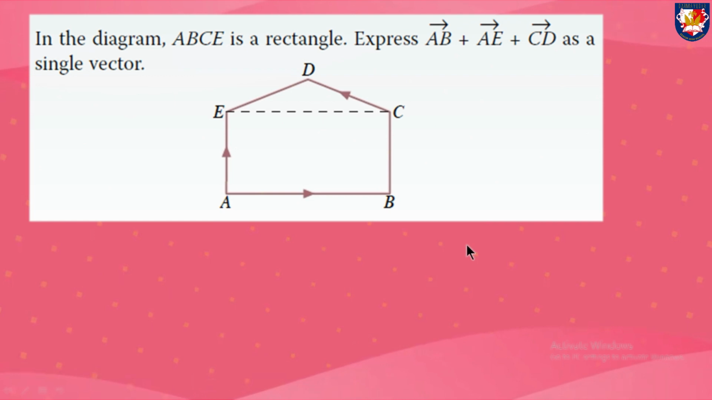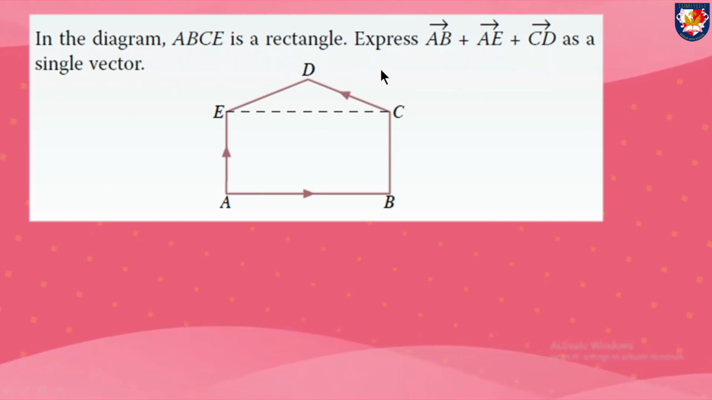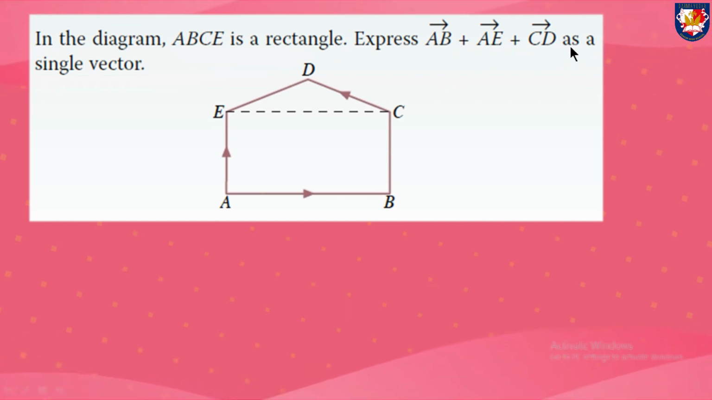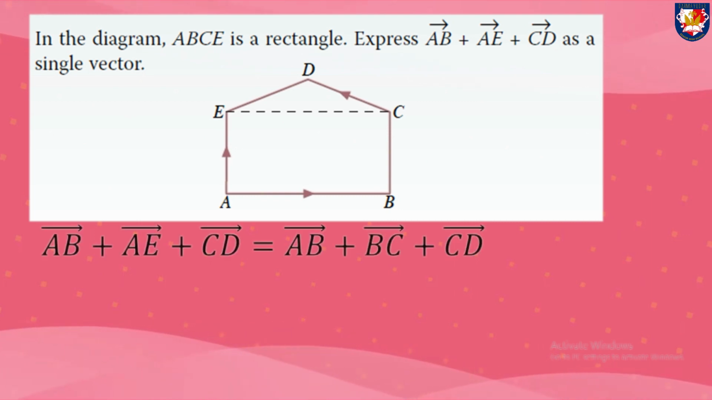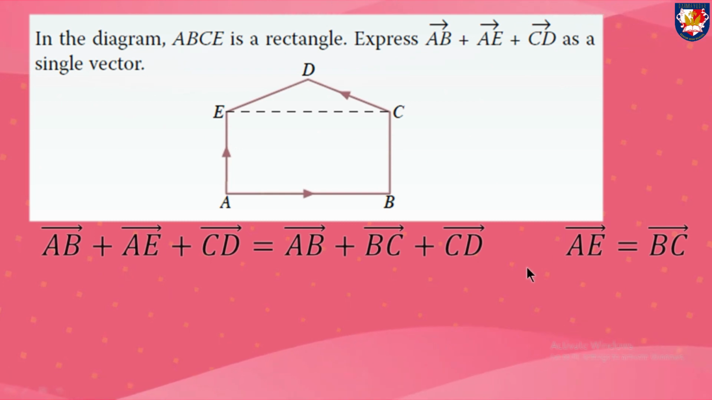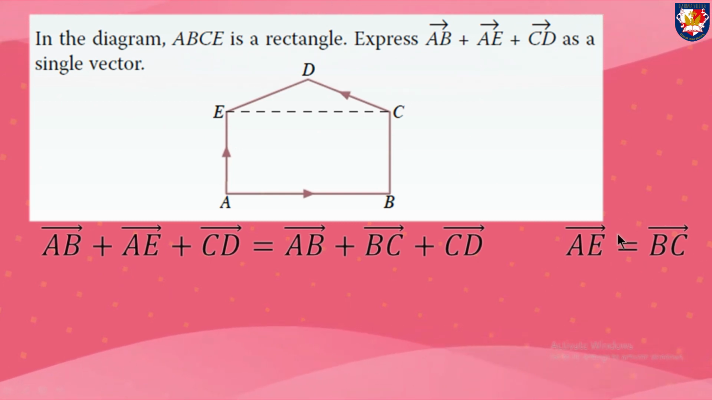Next example. In the diagram, A, B, C, D, and E is a rectangle. Express AB plus AE plus CD as a single factor. Now, we are going to find AB plus AE plus CD. It is equal to AB plus BC plus CD. Why? Because factor AE is equal to factor BC.